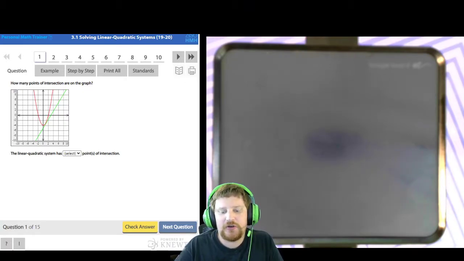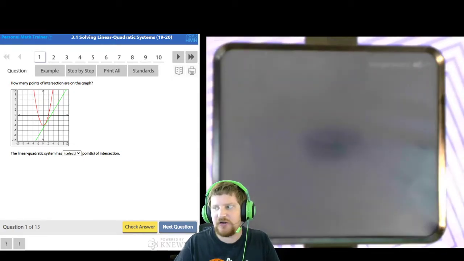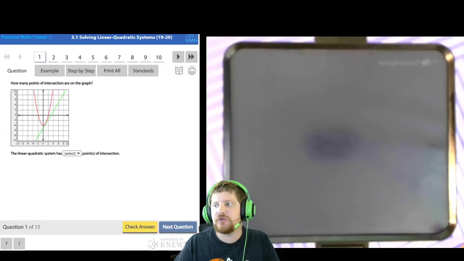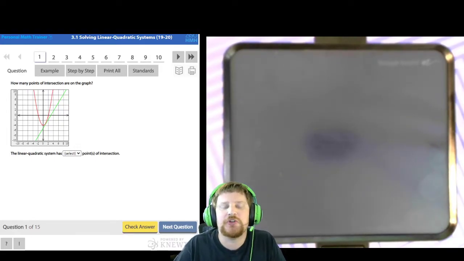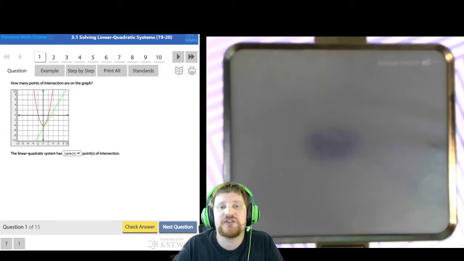So 3.1 is going to be about solving linear quadratic systems of equations. Now, for the most part, you're actually not going to be solving this by hand on a piece of paper like I have here. You are going to be solving them using the program Desmos. But just to show that most of this stuff can be done without Desmos, I'm going to try to do as many of these problems as possible without it.